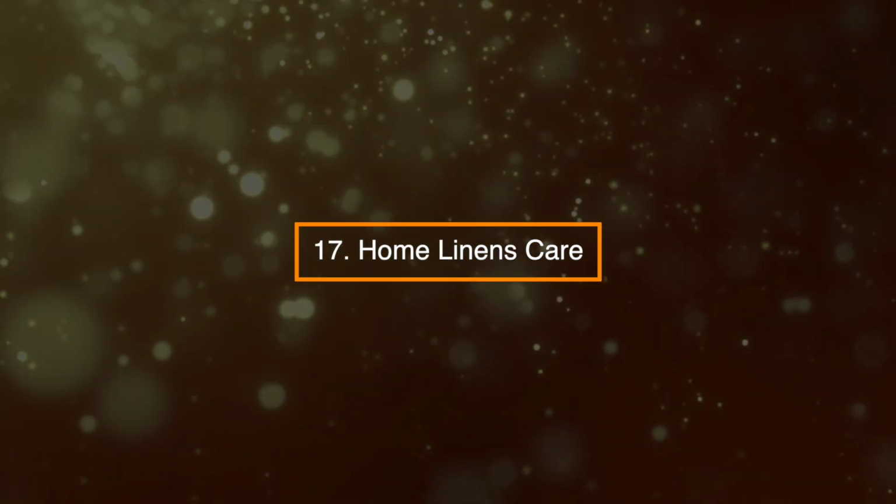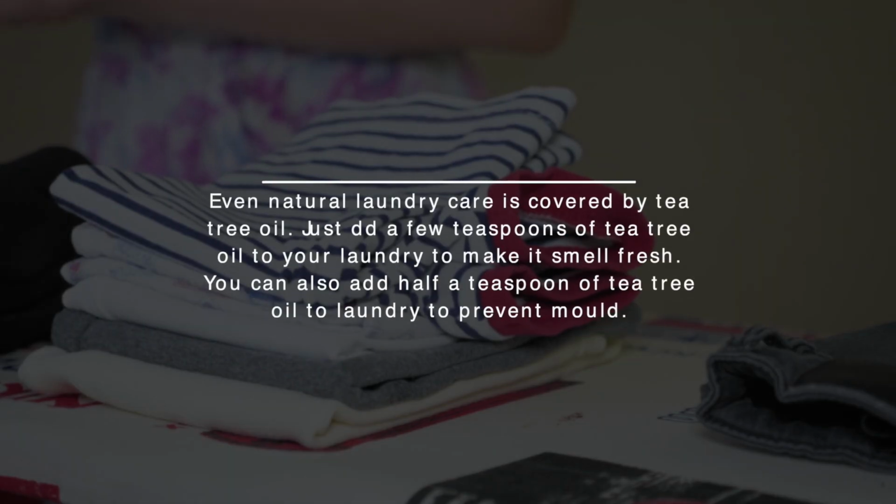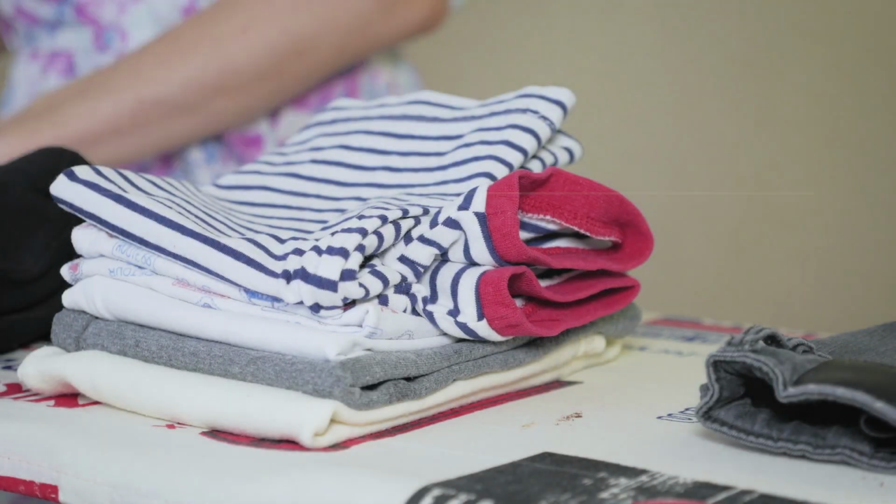17. Home linen care. Even natural laundry care is covered by tea tree oil. Just add a few teaspoons of tea tree oil to your laundry to make it smell fresh. You can also add half a teaspoon of tea tree oil to laundry to prevent mold.